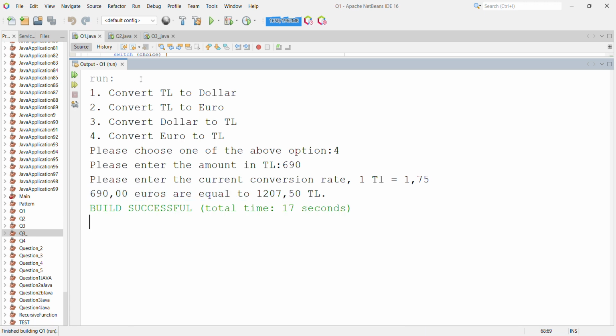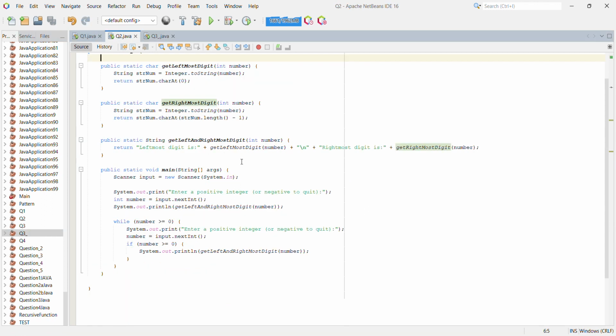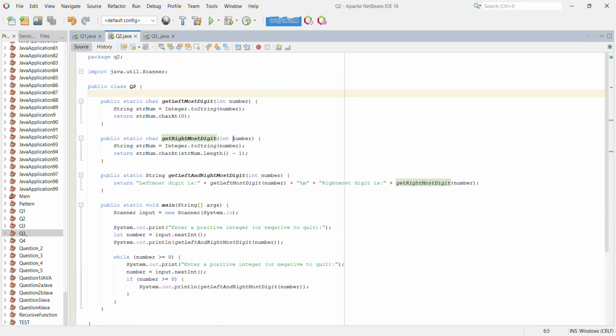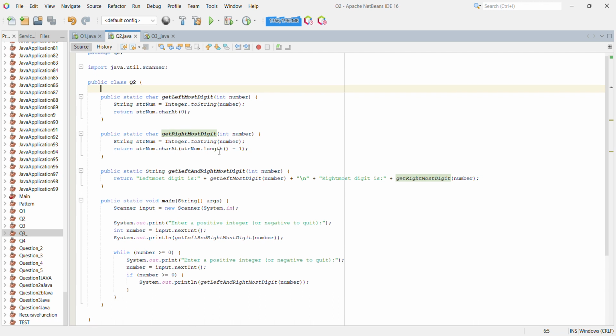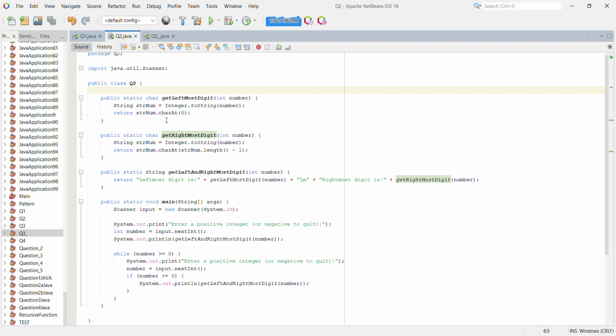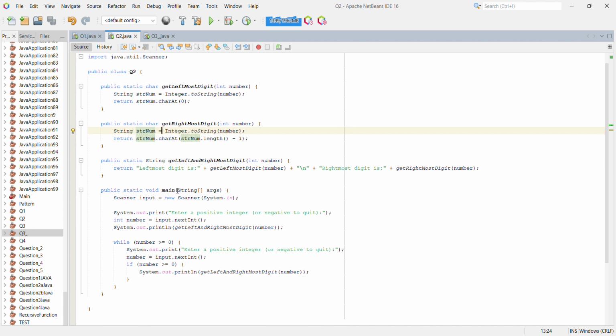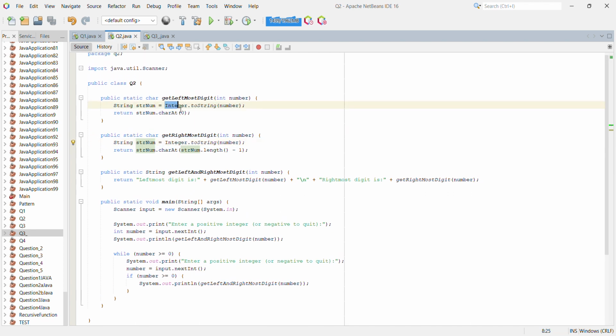Okay, let's move on to the second question. If we wanted to reach the rightmost and leftmost digits of a number, we must first convert the number into a string, because the string structure will be very suitable for the solution to reach the desired digits. That is why we use the integer to string method in this part.